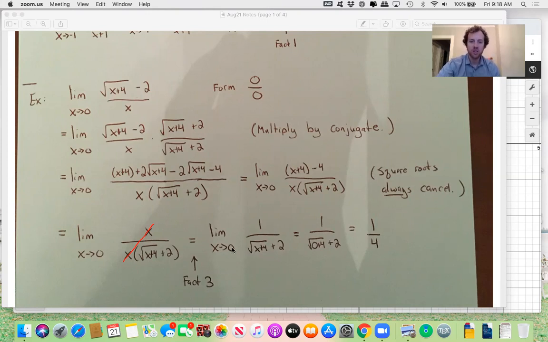If we put in 0, 1 over the square root of 0 plus 4 plus 2. This is the square root of 4. That's 2. 2 plus 2 is 4. So this limit that we're looking for is 1/4.